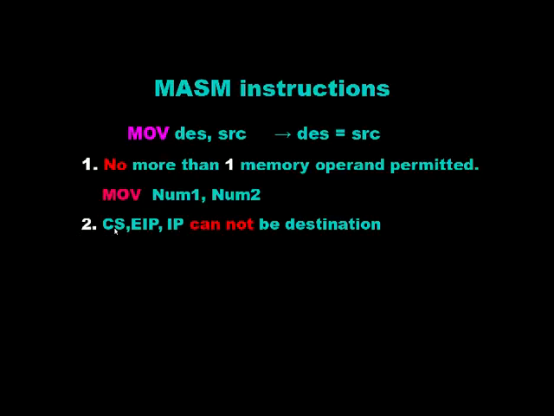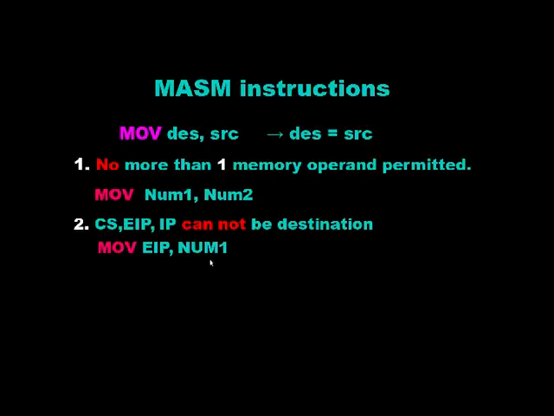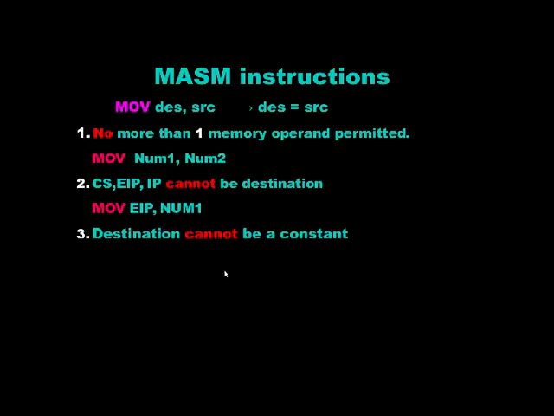And CS, EIP, IP cannot be destinations. I can't say move CS something. I can't do that. EIP, num. Why? Remember, what did we say about EIP? It holds the address of the next instruction to be executed. So if we allow it to change the value of that register, it might screw the flow of the program. So those are protected by default. This is going to give you an error. We can't move to those registers. If we want to move, there's a way for that.